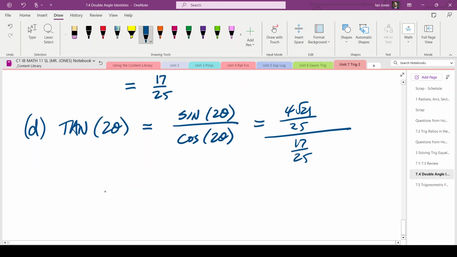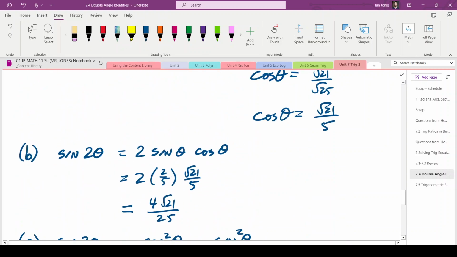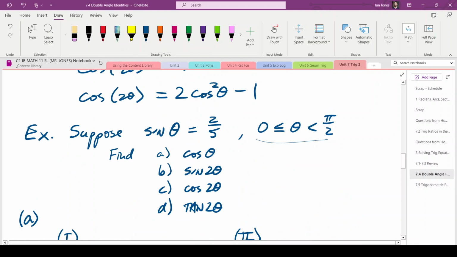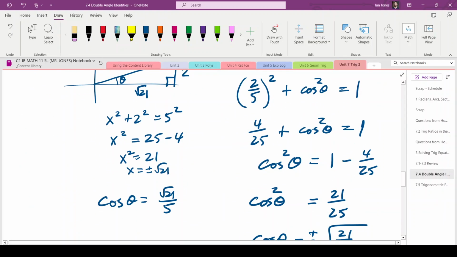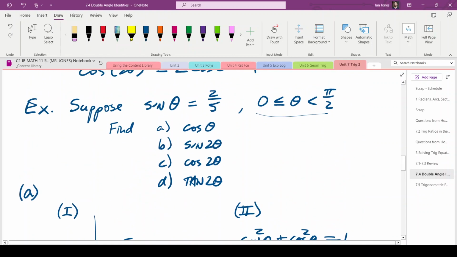And we just do the fraction division. That's 4 root 21 over 25 divided by 17 over 25. Keep, change, flip: 4 root 21 over 25 times 25 over 17. Those cancel. We're left with 4 root 21 over 17. That's tangent of 2 theta. So that's how to do a question like that. We're using the identities to solve for things that otherwise would be quite complicated.